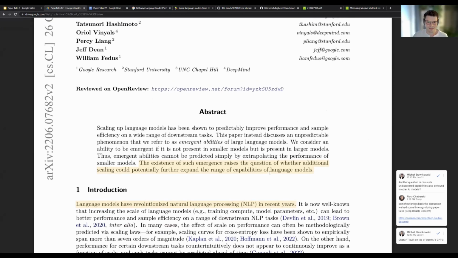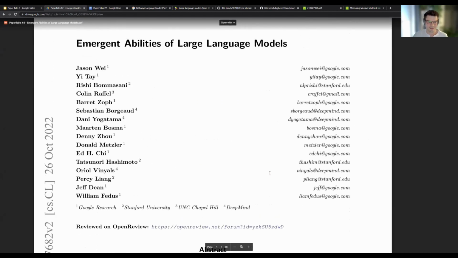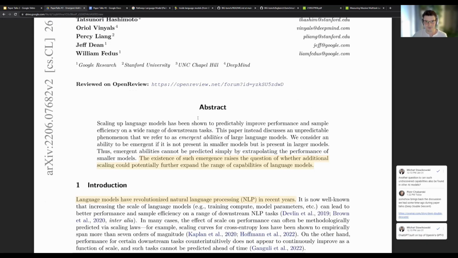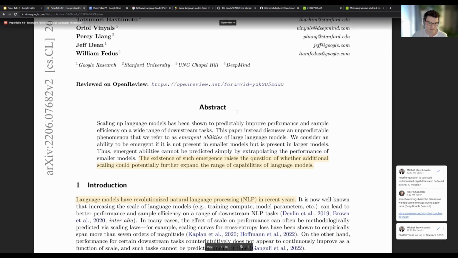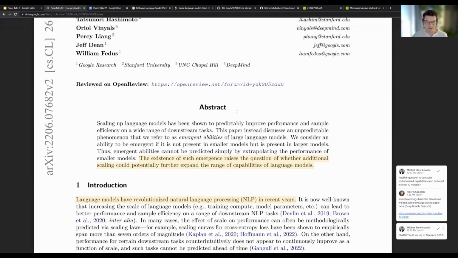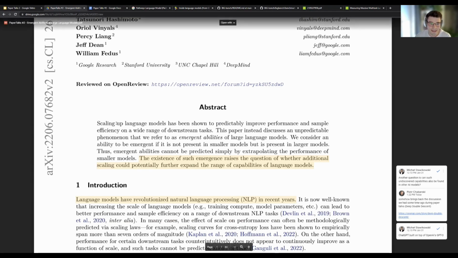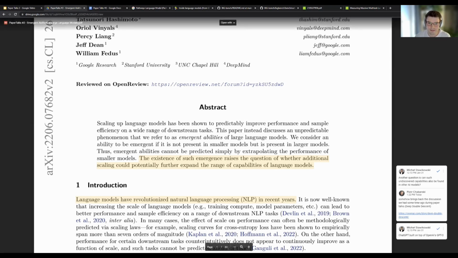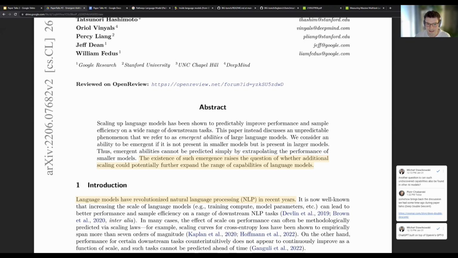Okay, thank you. So this paper is mainly from Google Research, Stanford, and DeepMind, so pretty good company. And we will start by briefly going through the abstract, as it is a good introduction also. Scaling up language models has been shown to predictably improve performance and sample efficiency on a wide range of downstream tasks. And this is what we expect.